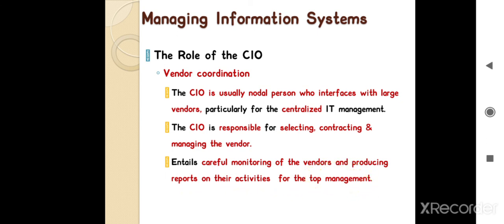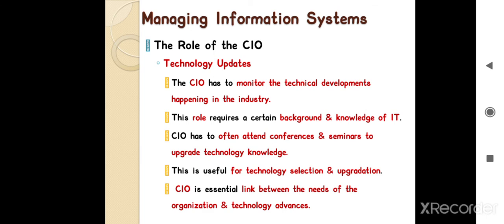So whatever the report about the service that the CIO is getting, they have to make a report and submit that to the top management, either to continue the service or to stop that service. Next is the technology update. Within the technology update, the CIO has to monitor the technical development which is happening in the industry. According to that change in technology, the CIO must keep up to date with the technology.